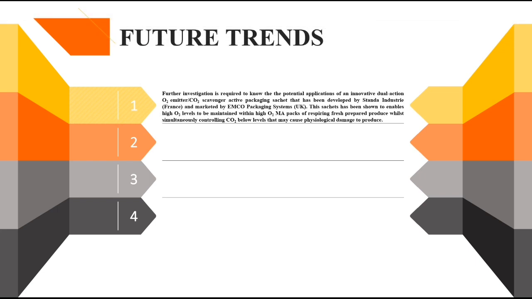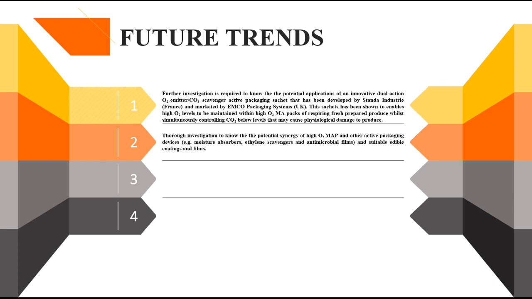further investigation is required to know the potential application of an innovative dual action oxygen emitter and carbon dioxide scavenger active packaging sachet that has been developed by Standa Industrie France and marketed by Amco Packaging Systems UK. These sachets have been shown to enable high oxygen levels to be maintained within the high oxygen modified atmosphere packs of respiring fresh prepared produce while simultaneously controlling carbon dioxide below levels that may cause physiological damage to produce.